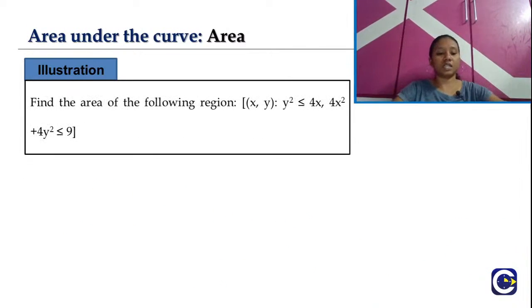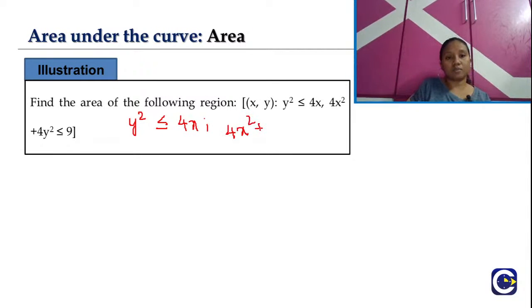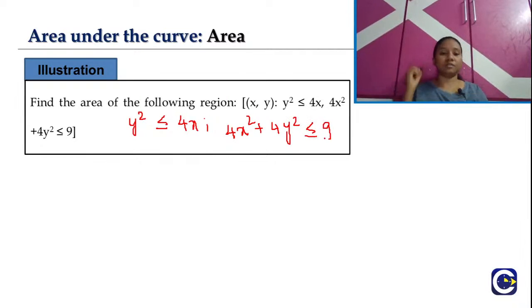So here comes the next question, guys. This is the area which is related to the inequalities of the equation. The inequalities which they have given here are y square less than or equal to 4x and 4x square plus 4y square less than or equal to 9.